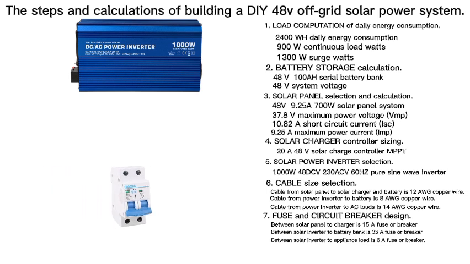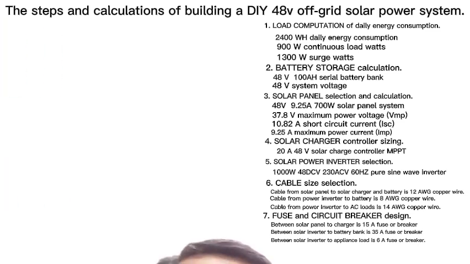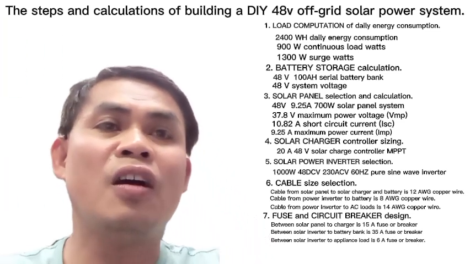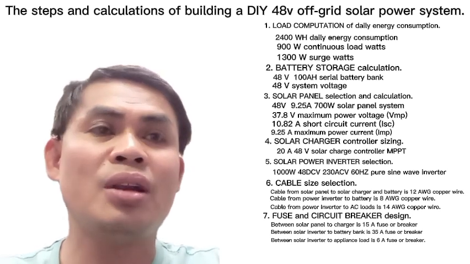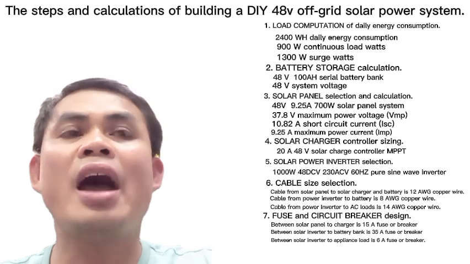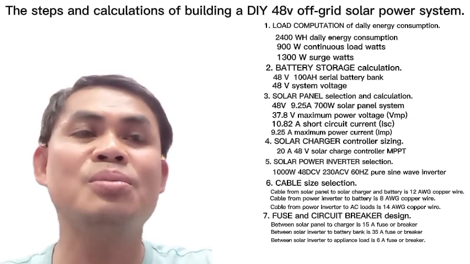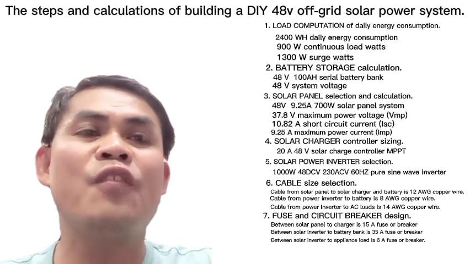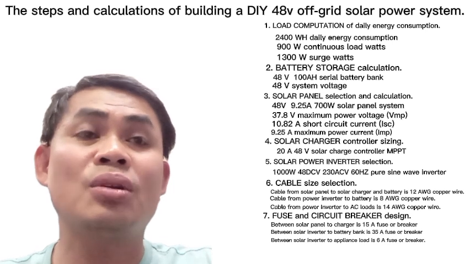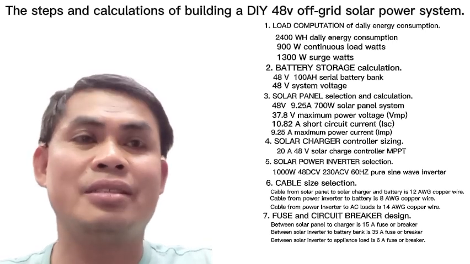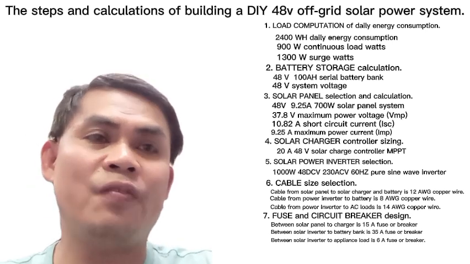So we are now done with all computation, size, and selection of our DIY 48 volts off-grid solar power system. I hope that you learned something on how to build a DIY 48 volts off-grid solar power system according to the different steps we have.